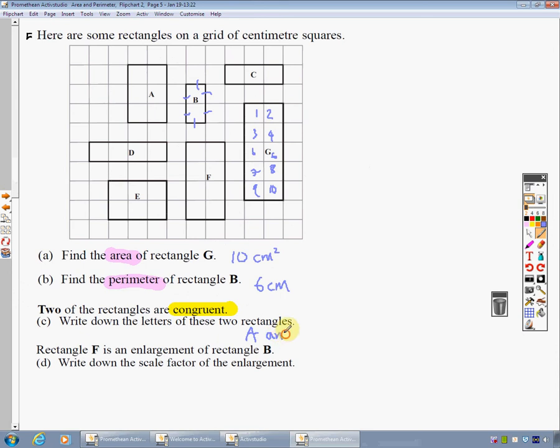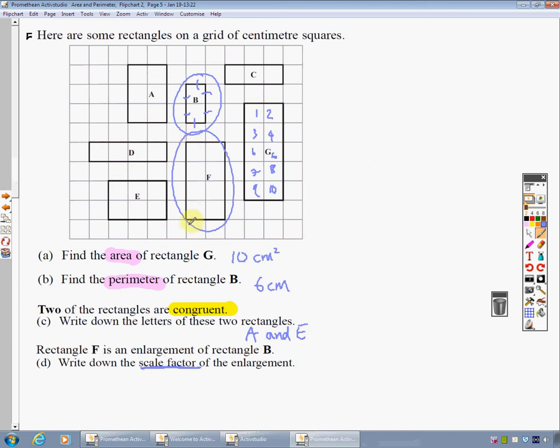Rectangle F is an enlargement of rectangle B. So we're talking about rectangle F and rectangle B. Write down the scale factor of the enlargement. That's just how many times bigger is F than B. Well, this is 1 square here, it's 2 squares there. The height is 2 squares and that's 4 squares, so it's twice as big. So the scale factor is times 2.